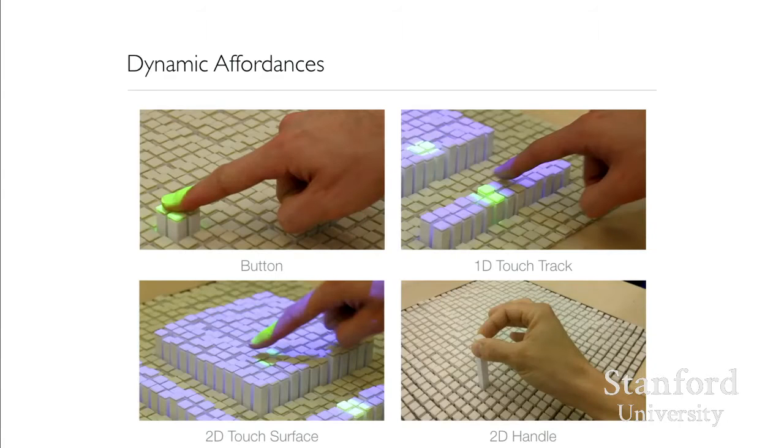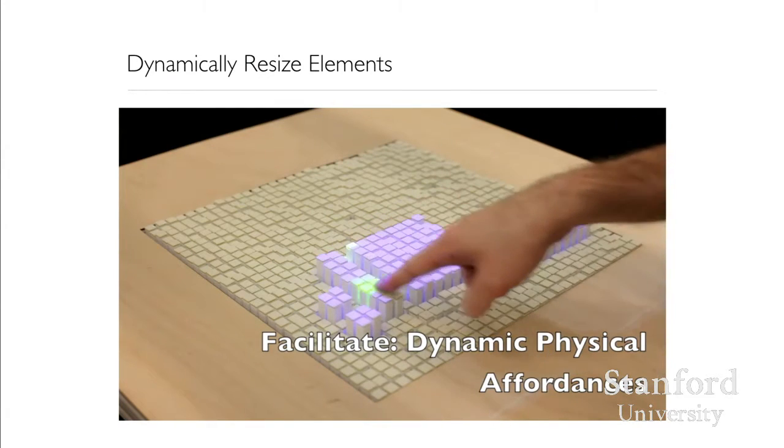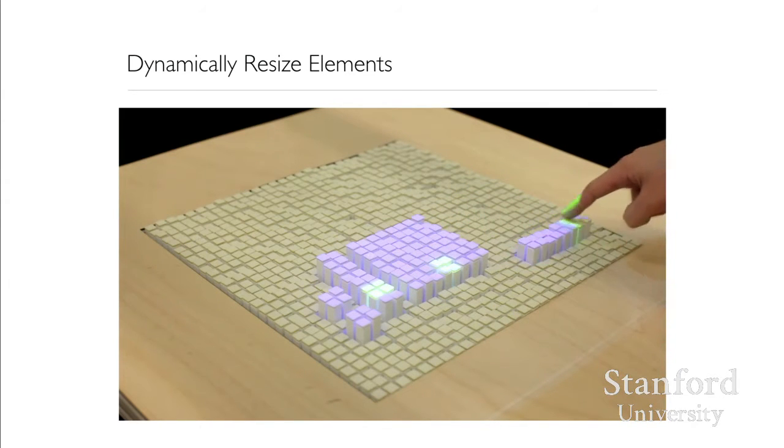And so some examples of what these could be on the Inform shape display, which is this kind of low resolution prototyping platform that we built: you can render buttons or sliders on demand, and then they can change their position and resize, and they can be touch sensitive as well.